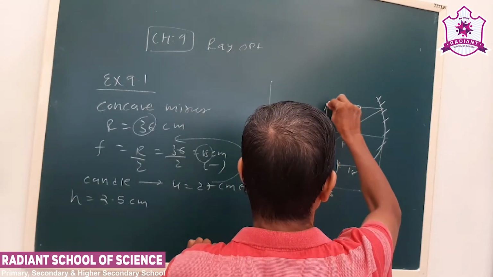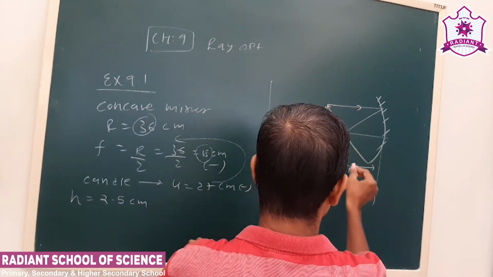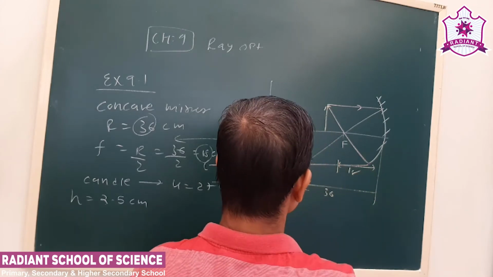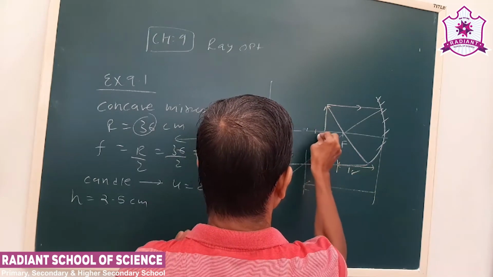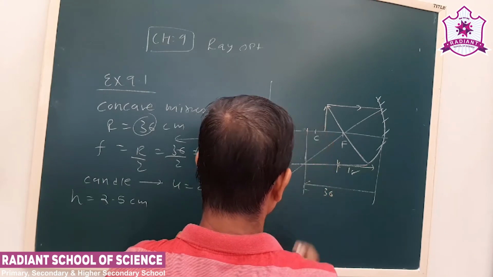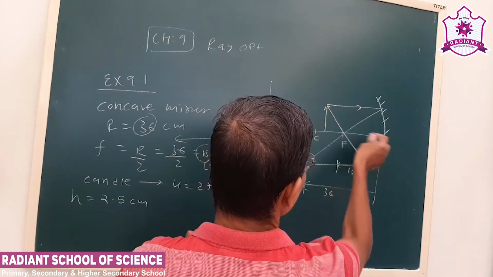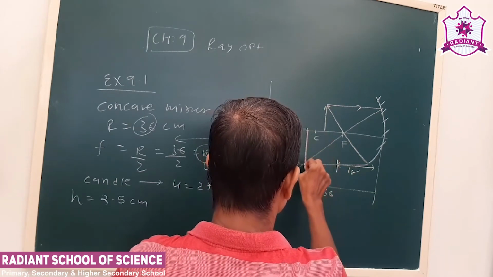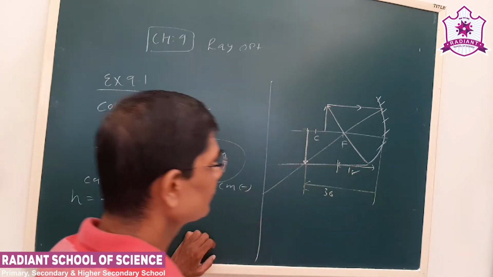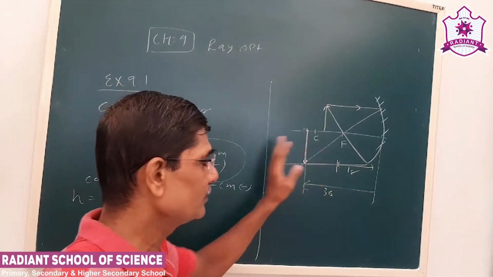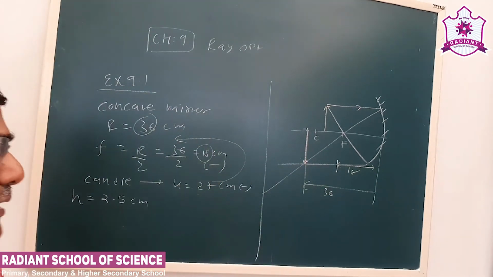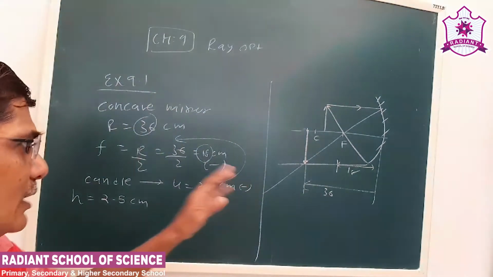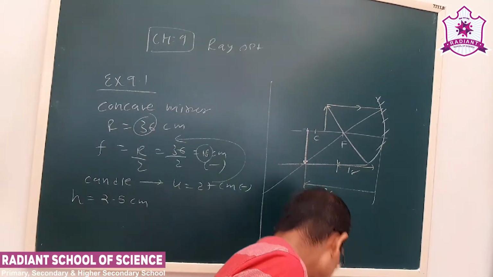Now, the second ray we can say. Why? Because if I exactly draw according to the scale, in that case we will surely get the value of image position beyond C. So this is a rough sketch, that's why, but even then we can see we can have the image outside the C, beyond C.